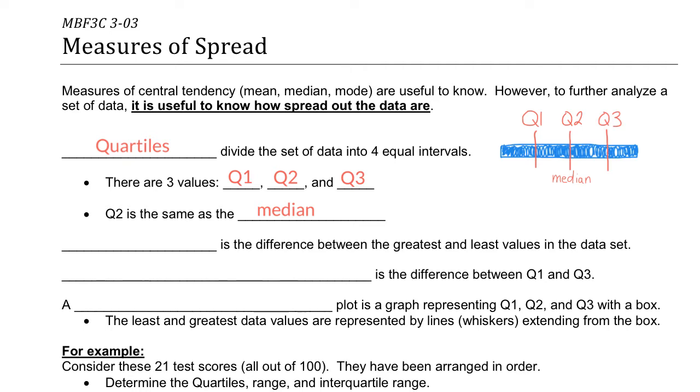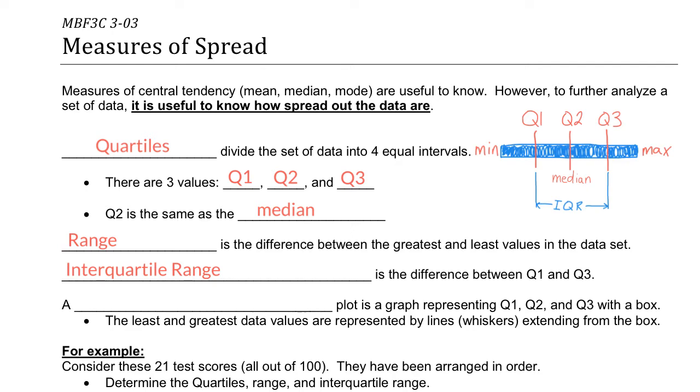And there's different terms here that I'm going to use. The first one is range. Range is just the difference between the greatest and the least values in the data set, so the difference between your maximum and your minimum. It tells you how spread out the data is from the lowest value to the highest value. Then there's something called the interquartile range, and that's the difference between your first and third quartiles.